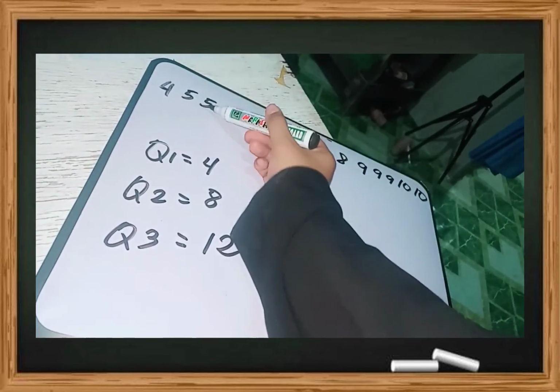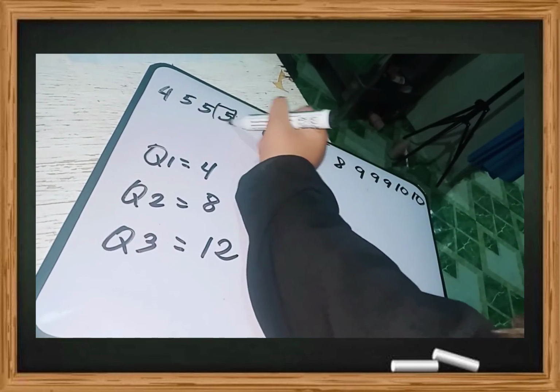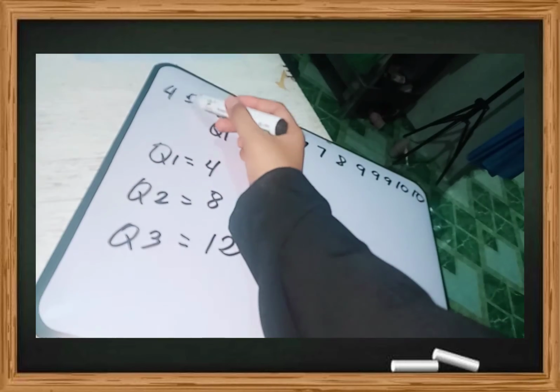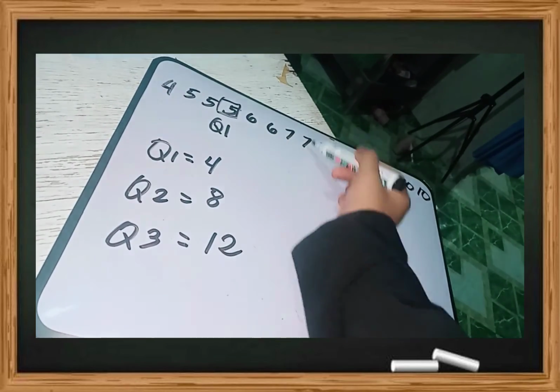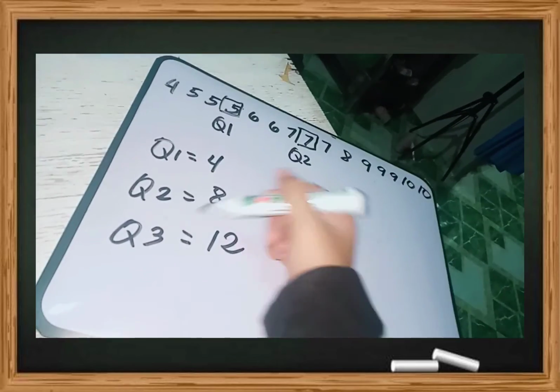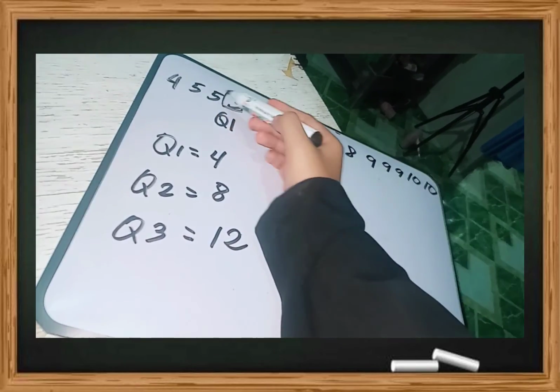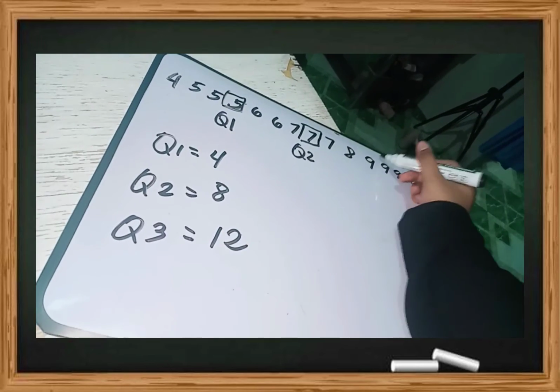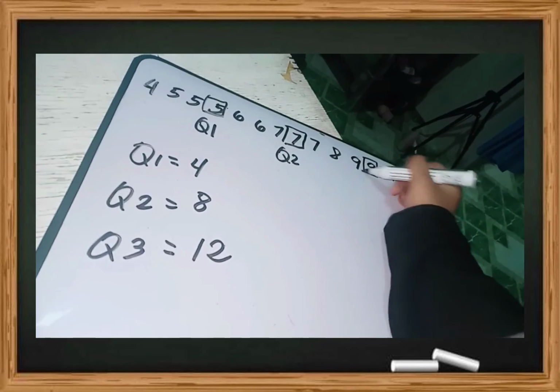Quartile 1 will be 1, 2, 3, 4. The quartile 1 is 5. The quartile 2 is 1, 2, 3, 4, 5, 6, 7, 8. So 7 will be the quartile 2. Quartile 3 is 1, 2, 3, 4, 5, 6, 7, 8, 9, 10, 11, 12. So 9 is the quartile 3.